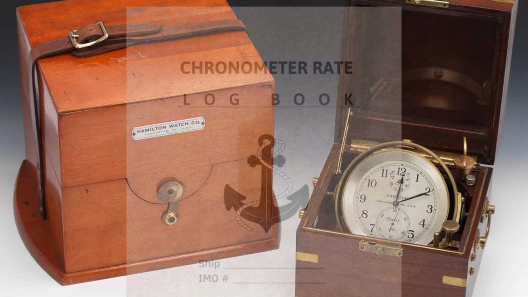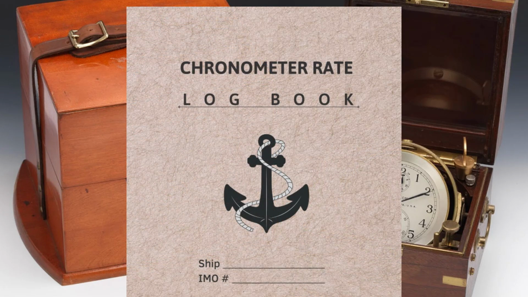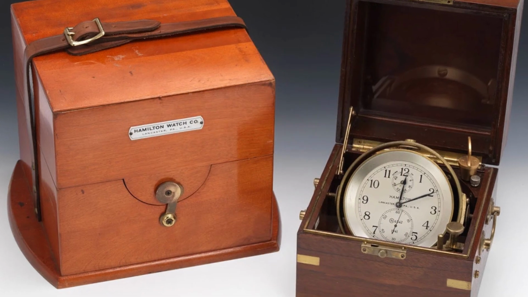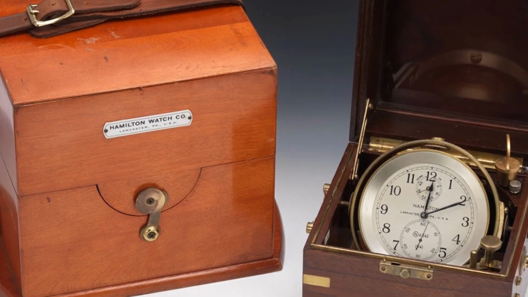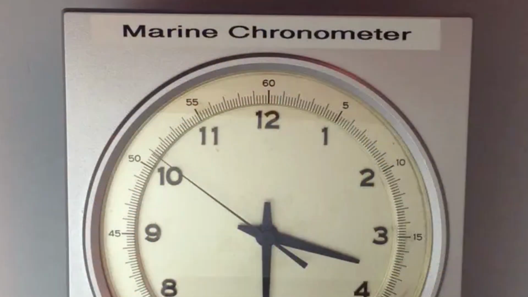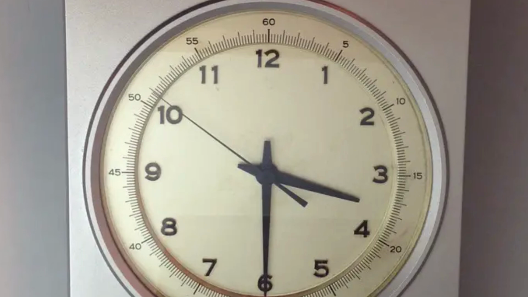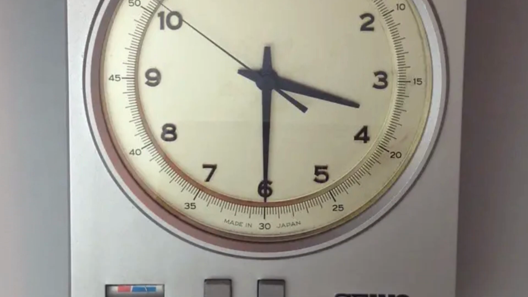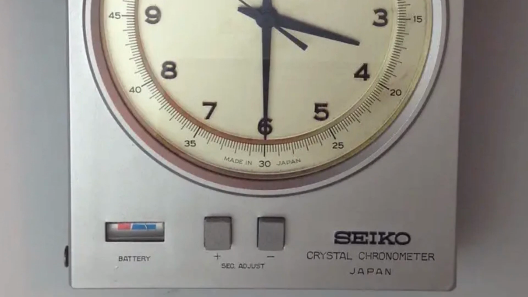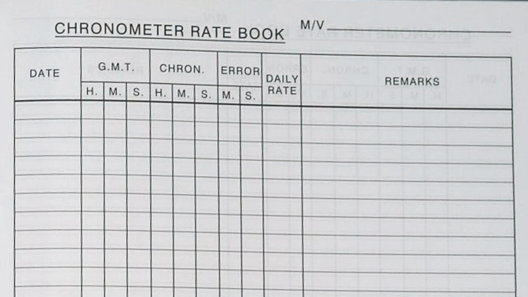Hey guys, let's see how to fill in the Chronometer Rate Log Book. The chronometer is a timepiece with a nearly constant rate. It is used for making accurate estimations of the correct time in the absence of time reference signals, as available from radio broadcast services or satellite systems.